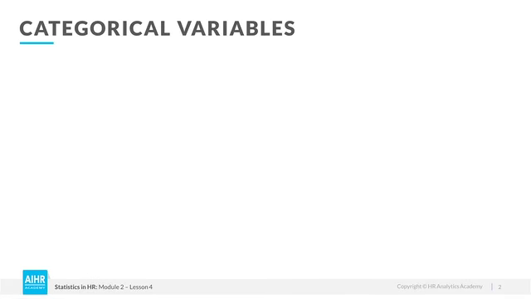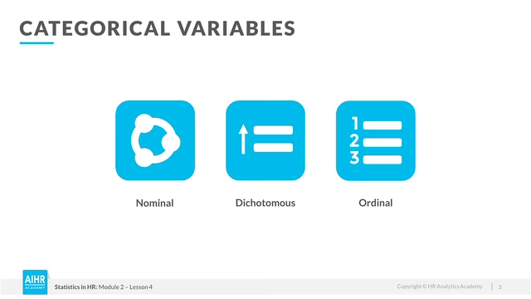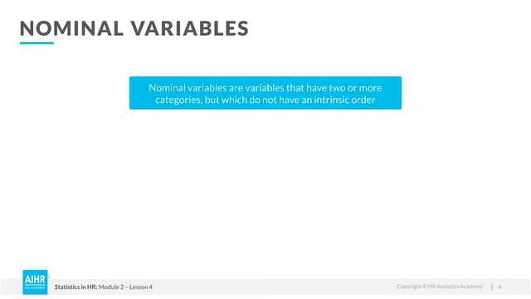Let's start off with the categorical variables. Categorical variables can be categorized as either nominal, dichotomous, or ordinal. Nominal variables are variables that have two or more categories, but which do not have an intrinsic order. I spoke about this type of variable in Module 1.